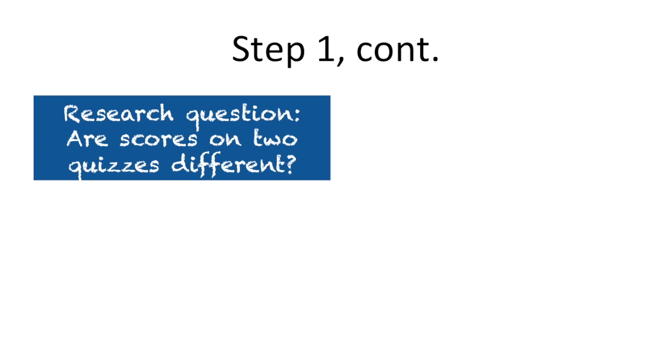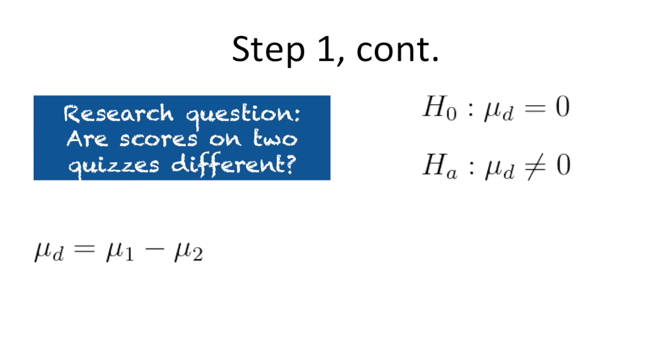Now we can write our hypotheses. Our research question was, are scores on the 2 quizzes different? This tells us that we're going to be doing a two-tailed or a non-directional test. I'm going to call the mean difference, or mu sub d, the mean of quiz 1 minus the mean of quiz 2. Our null hypothesis is that the mean difference equals 0. The alternative hypothesis is that the mean difference does not equal 0.